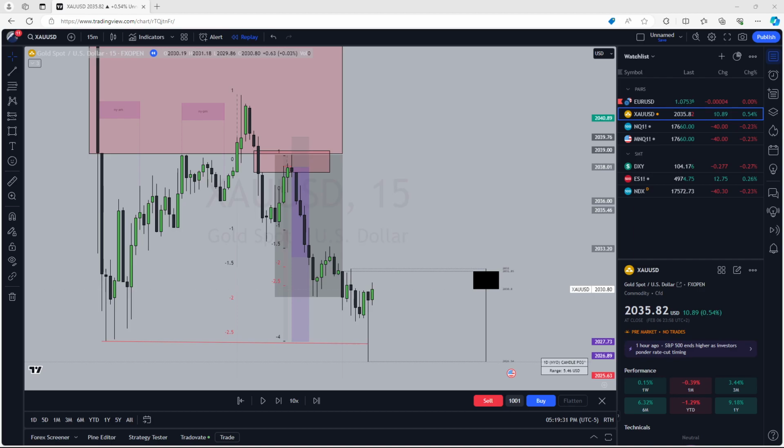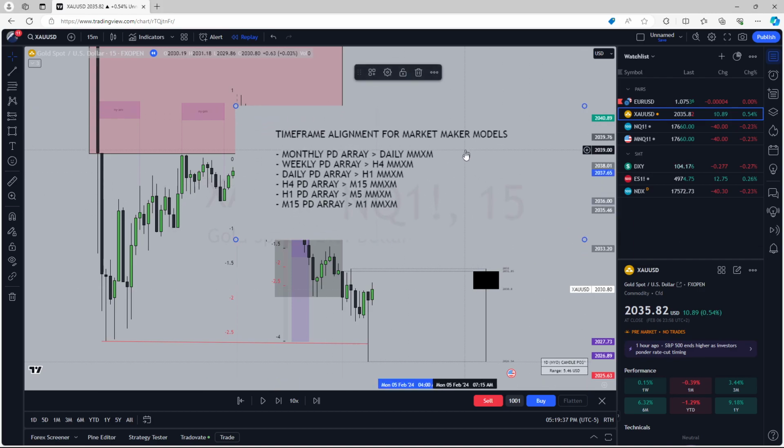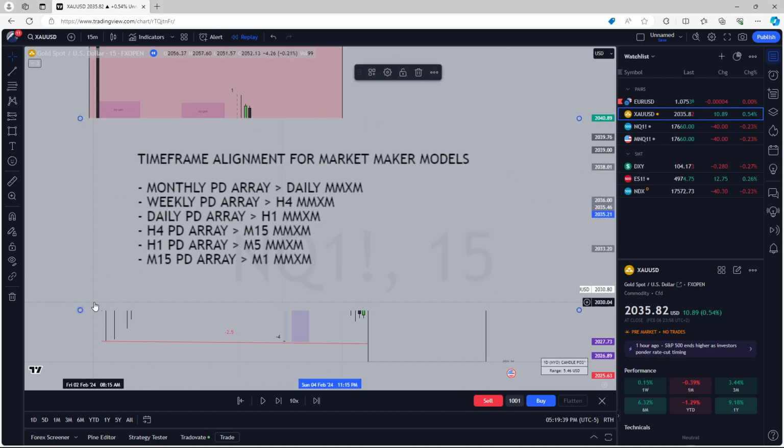Off a daily PDRA, drop down to the 1 hour, and look for a 1-hour buy model. From the 4 hour you get a 15-minute buy model. From the 1 hour you get a 5-minute model. From the 15-minute you get a 1-minute model. Use that and look for market maker models.